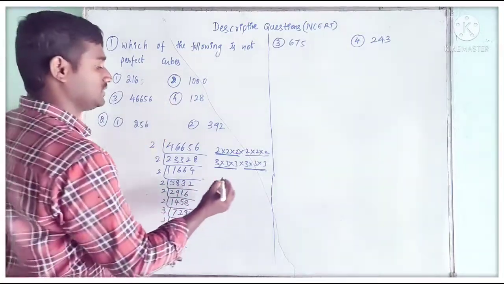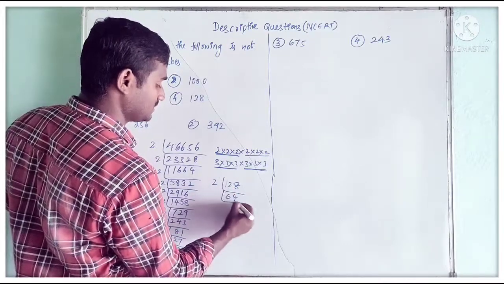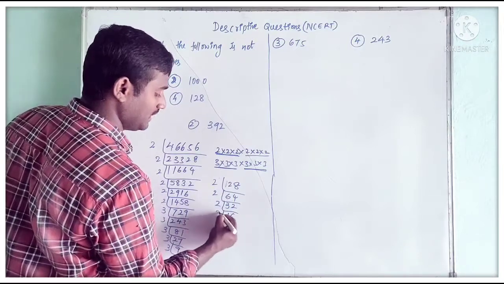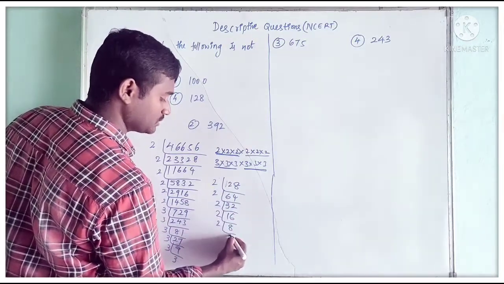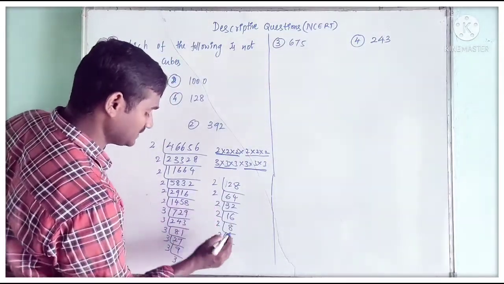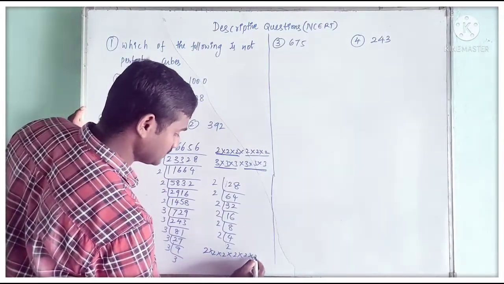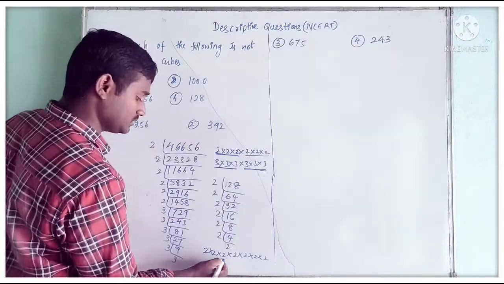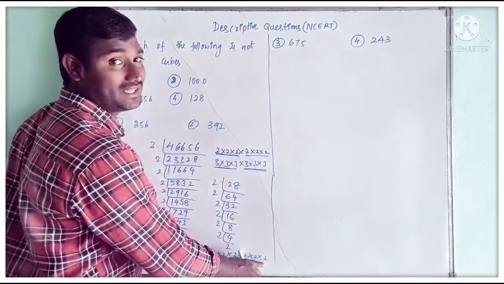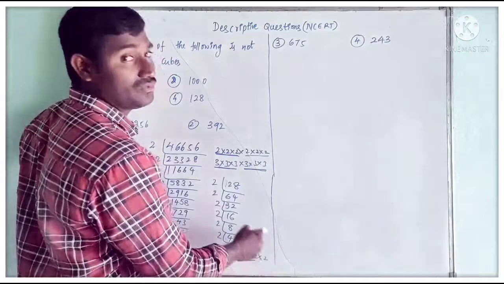Next, 128. If you take 128, let us see: 2 sixty-fours are 128, 2 thirty-twos are 64, 2 sixteens are 32, 2 eights are 16, 2 fours are 8, 2 twos are 4. So write down here how many 2s: 1 2 3 4 5 6 7. So 1 2 3, 1 2 3, and 1 more. In the prime factorization, this 2 does not have a group of 3.